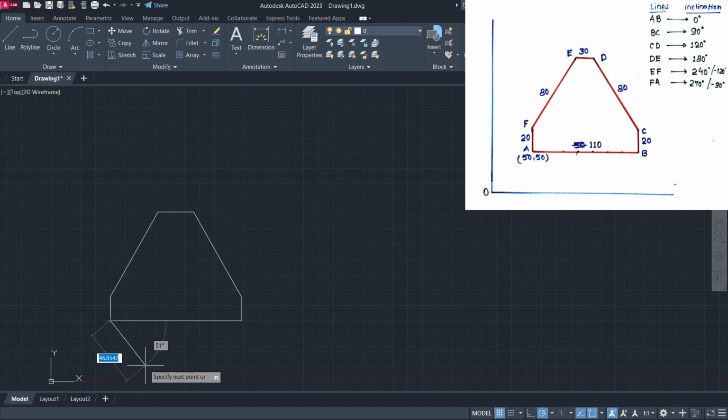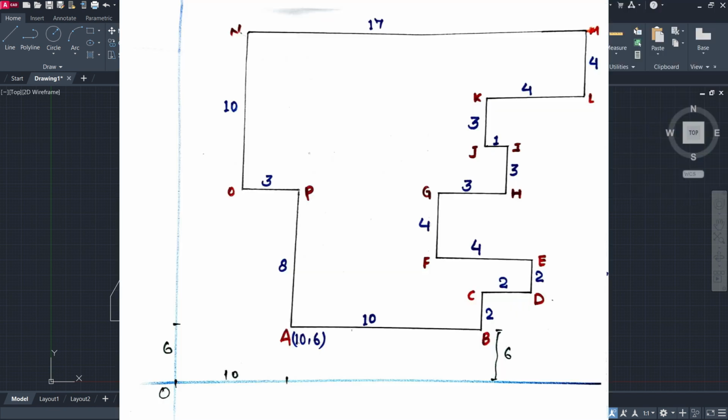You can see the figure has been closed now. And if you want to get out of this command, then press the ESC button on your keyboard, and now the figure is drawn and we are out of the command. So in this way you can draw this figure, or you can use the polar coordinate system. And now we are seeing another figure on our screen.